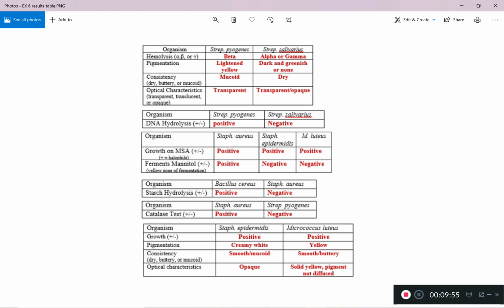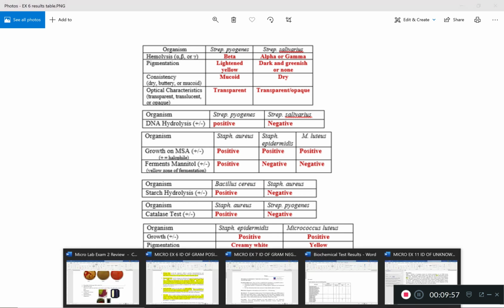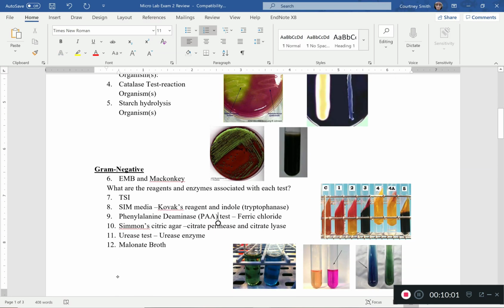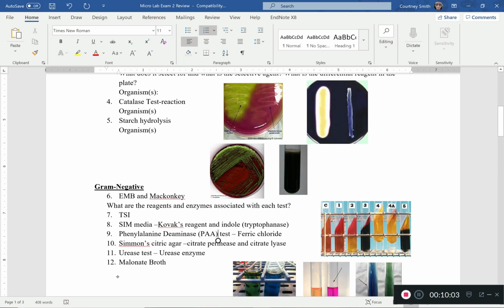Okay. With that, let's go back to our review. Now we're going to talk about the catalase test. What plate do we use for that? That's what you need to know. For the catalase test, we use the TSA. And then what you do for the catalase test is add hydrogen peroxide.